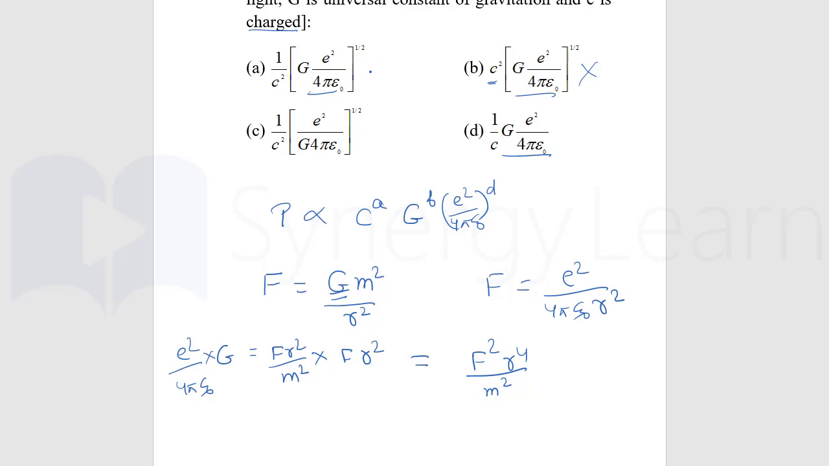And therefore the first option is correct, because in the third option we have this G in the denominator, whereas in the fourth option we have R power 4 in the numerator, and if it is divided by C, then the power of R will become 3, which in no way is going to give us length. So by looking at the options, the first option is the correct option.